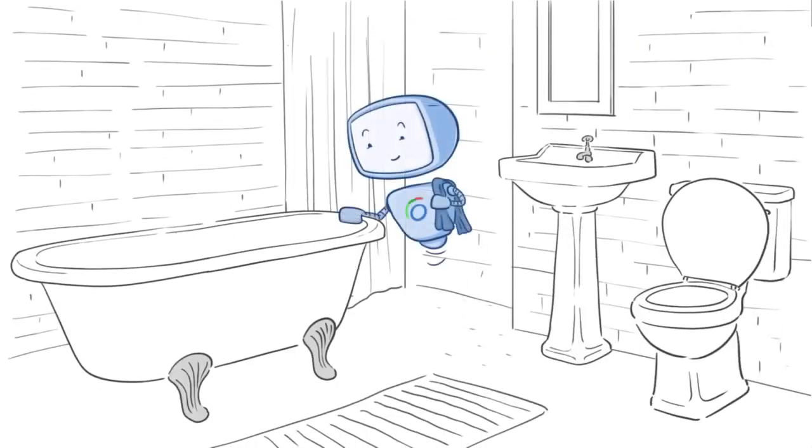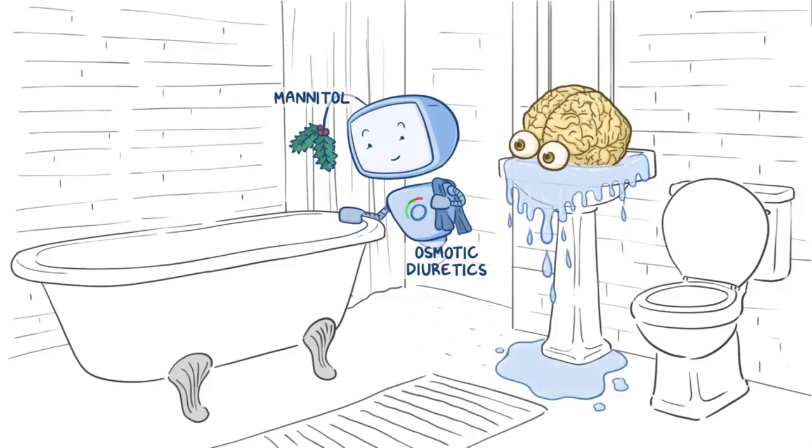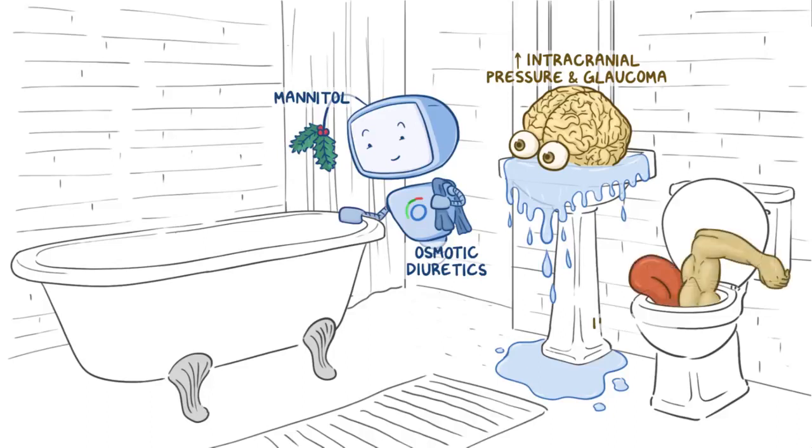Now, we want to make a simple and fun mnemonic that'll help you efficiently memorize and retain all of these farm facts. We can use the osmosis robot in a bathroom to help you remember the osmotic diuretics. He's got some mistletoe dangling from his head for mannitol, which is the most commonly used medication in this class. For indications, let's have a running sink that contains a brain with a pair of bulging eyes for increased intracranial pressure and glaucoma. In the toilet, we are flushing down a red blood cell and a muscular arm for hemolysis and rhabdomyolysis.